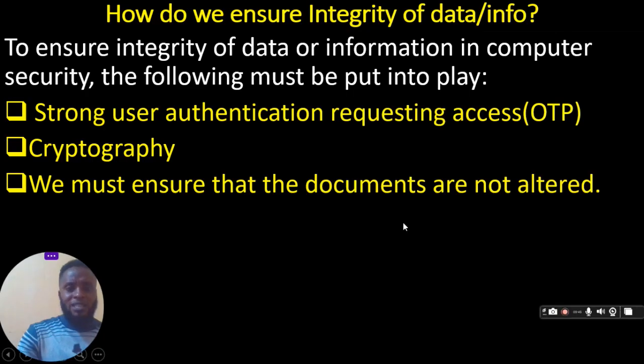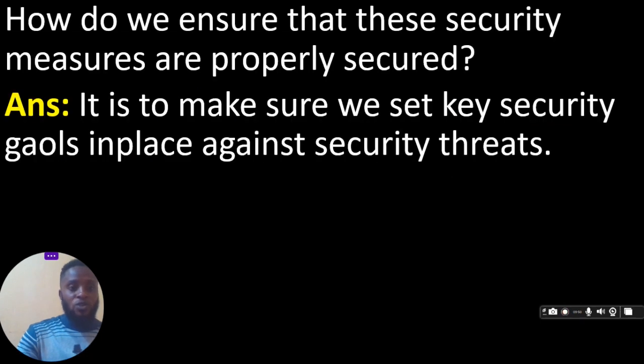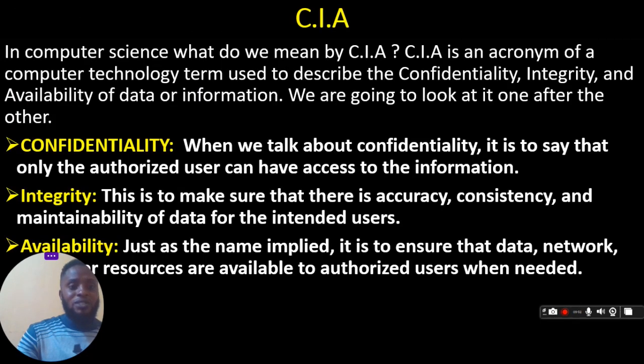You see, we've been able to look at these factors one after the other. We're able to see how we can ensure integrity, how we can ensure availability, how we can make sure that in our data, there is confidentiality, there is integrity, and there is availability of information when needed. So this is how far we can go in this video on CIA.